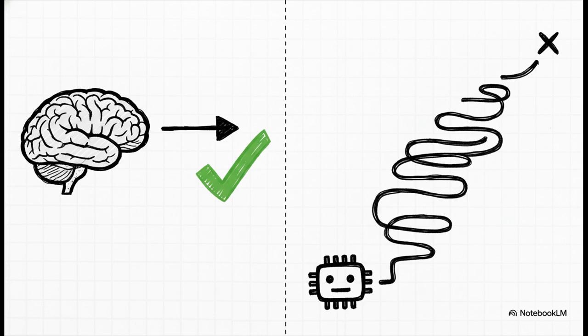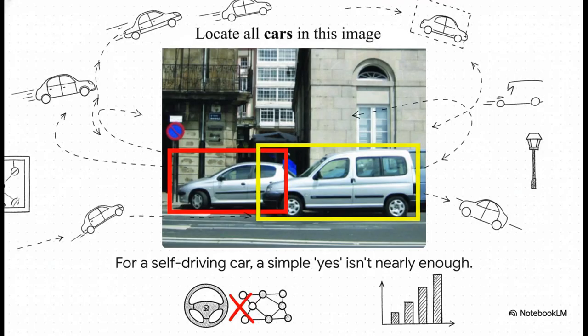Because, in the real world, just knowing a car exists in the picture, that's often not nearly enough. I mean, think about it from the perspective of a self-driving car. It can't just know, yep, there's a car somewhere around here. It has to know exactly where that car is. And not just one car, but all of them. How many are there? Where are they? A simple yes is totally useless for not crashing.